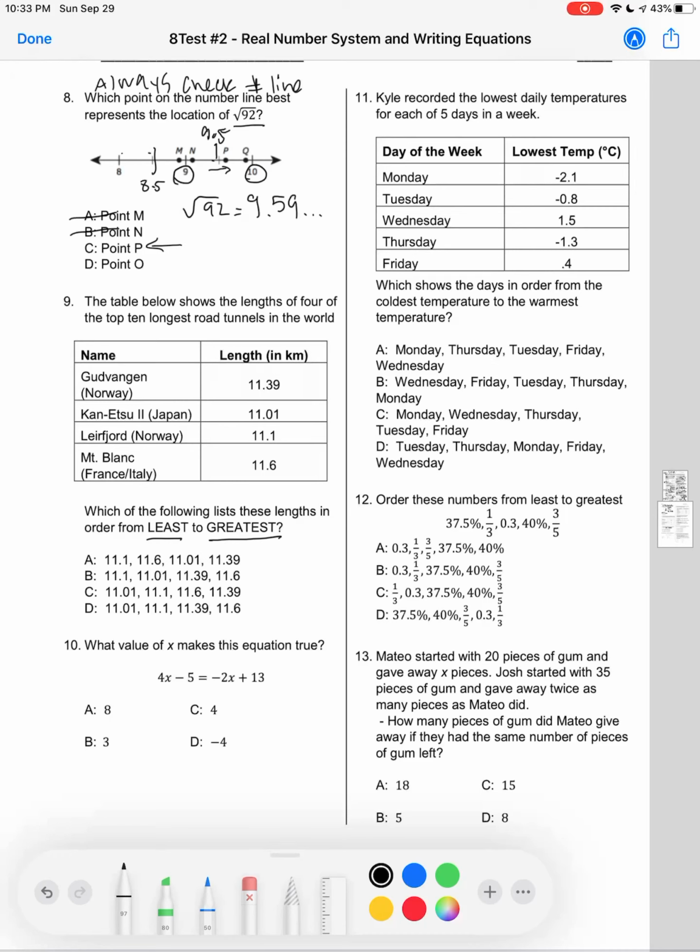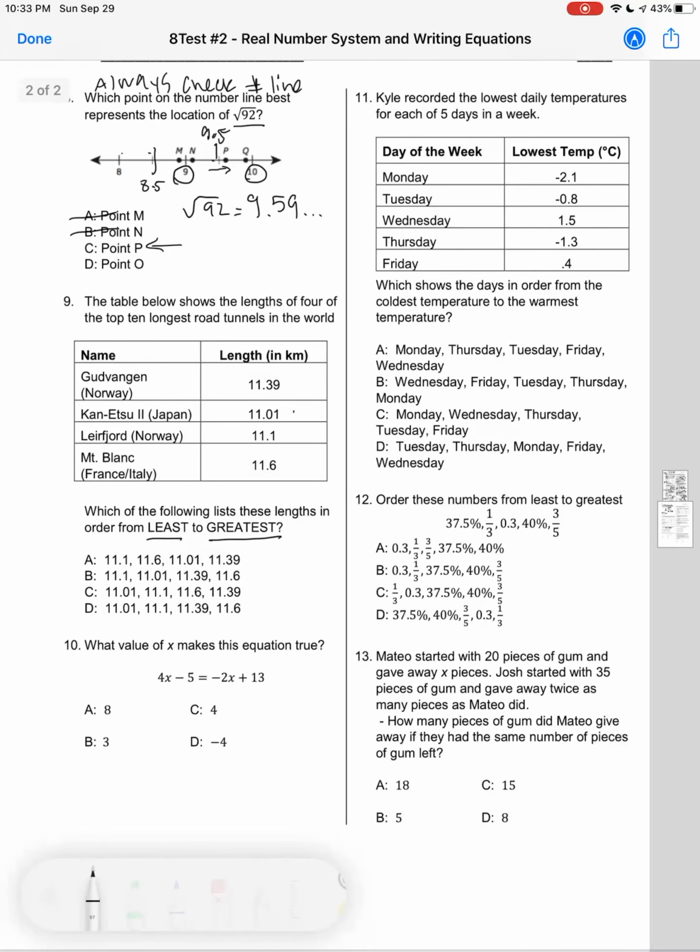Okay, so these are all positive numbers, so we're going to look for the one that's closest to 0. Our first one would be here, so we can already eliminate these two. So we're down to 11.1. Now, which one's bigger? 11.39 is less than 11.6, so we know that is wrong. We're going to be left with D.